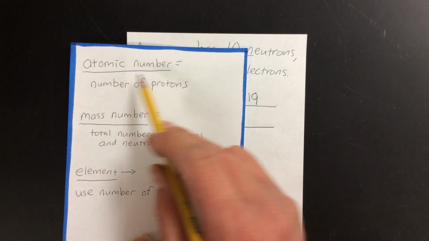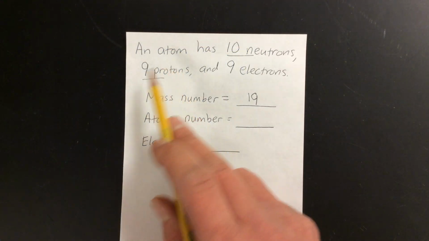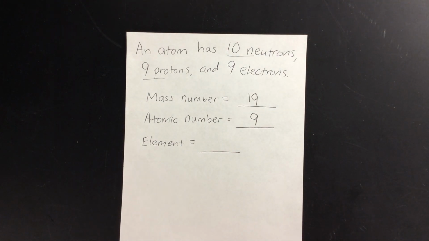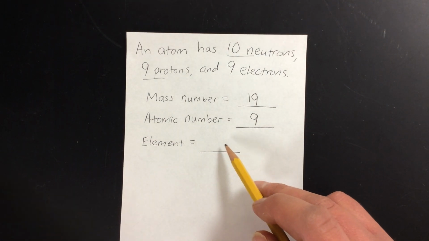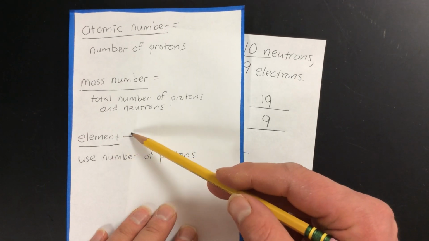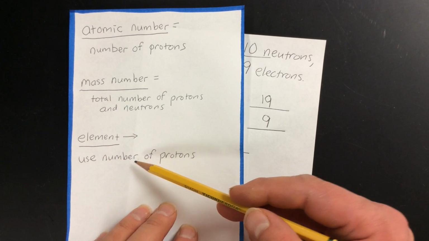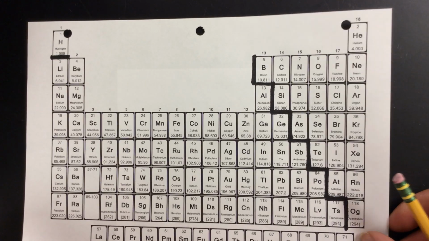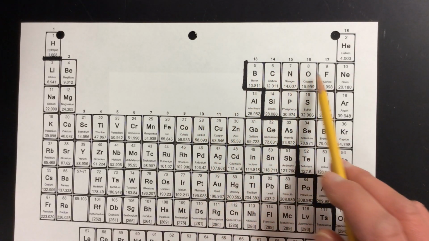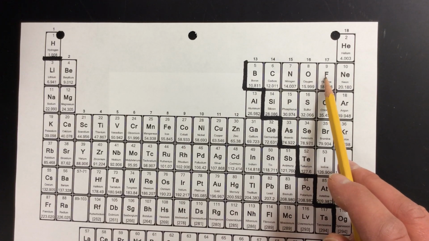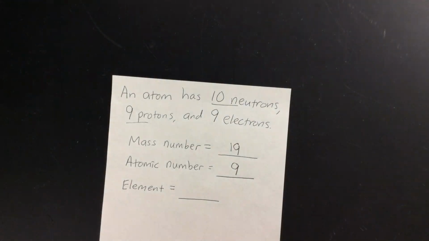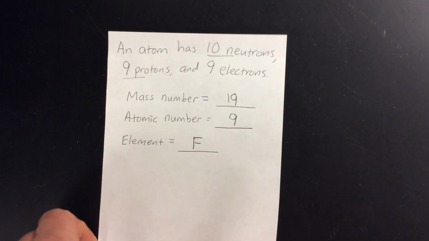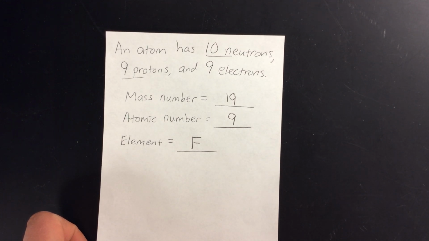Then it asks for the atomic number. Well, I remember the atomic number is equal to the number of protons. Well, this has 9 protons, so the atomic number is 9. Last but not least, it asks you to find the element. Well, I remember from my cheat sheet that you find the element using the number of protons. So, I need to grab my periodic table, and I need to find the element with the atomic number of 9. And that is the one right here, fluorine, with the symbol F. So, I can just write F for the element, right? F for fluorine.